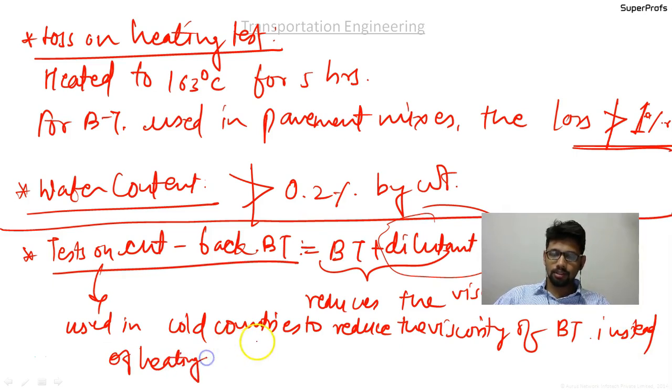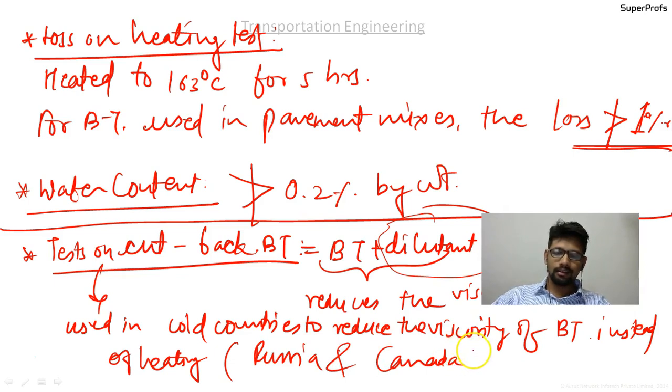Okay, so you see, those countries have been facing problems in order to lay roads itself. For example, Russia and Canada, they have got negative temperatures, and that is the reason they have got very slow growth. Okay, so now let's discuss the types of cutbacks.